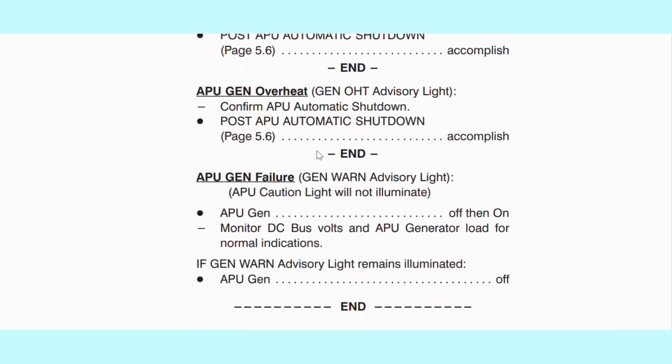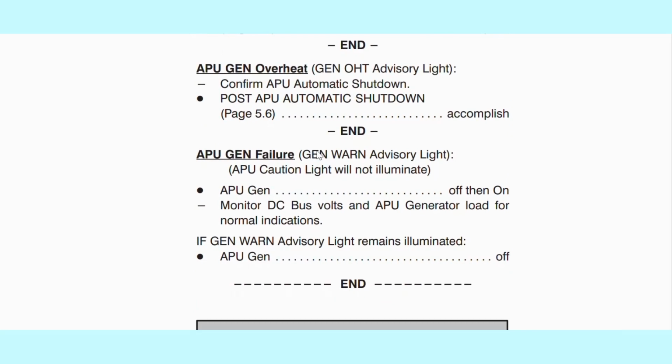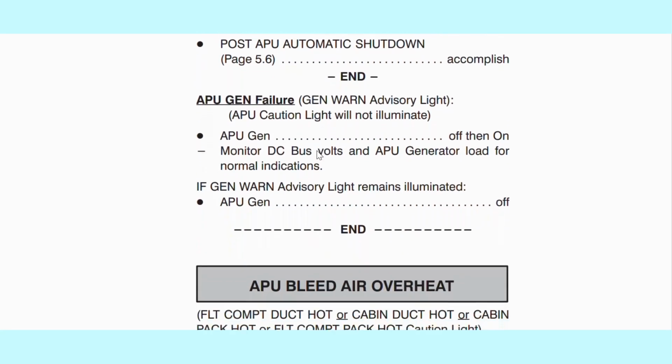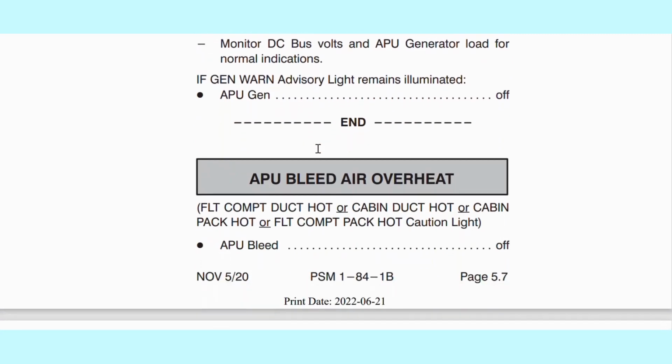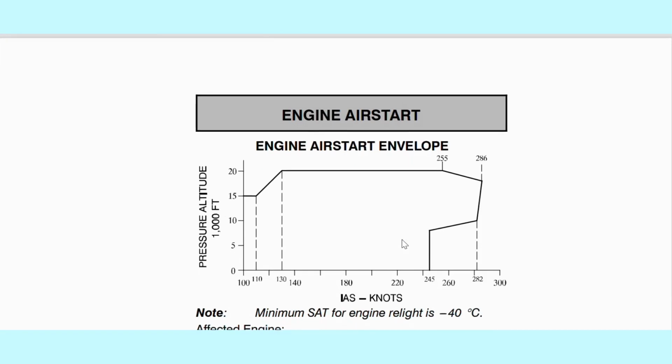I'm going slowly so I can pick up anything that might be out of the ordinary, but here most of it is self-explanatory. APU bleed air overheat, again you might have all these caution lights coming on the COP, so all you do is switch off the APU bleed so it doesn't give you further problems. And then the next one is an engine air start.